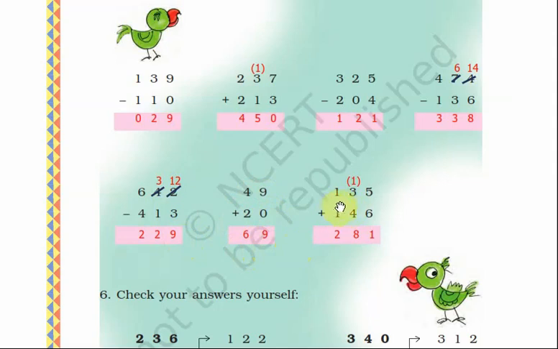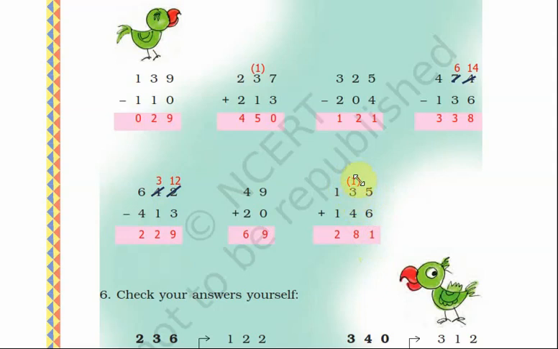Next question is 135 plus 146. So starting from the ones place, 5 plus 6 is 11. 11 ones. So 11 ones means 1 ten and 1 one. So 1 one we will write here, and that 1 ten will be carried forward to the tens place. So write in the tens place 1 in a circle above the 3.